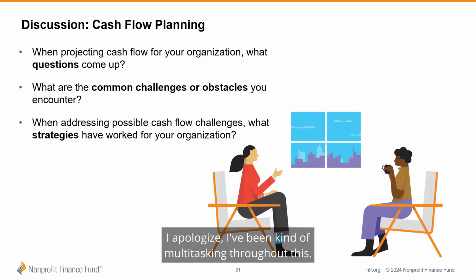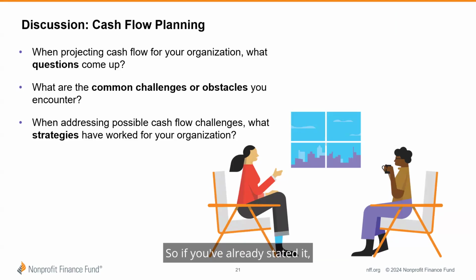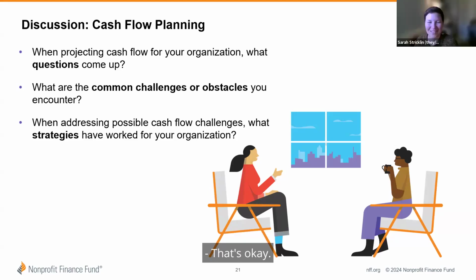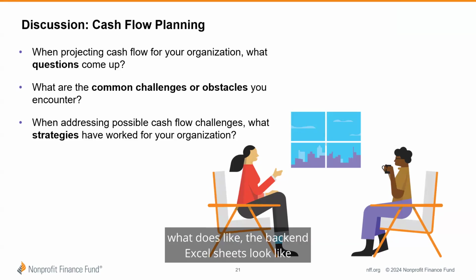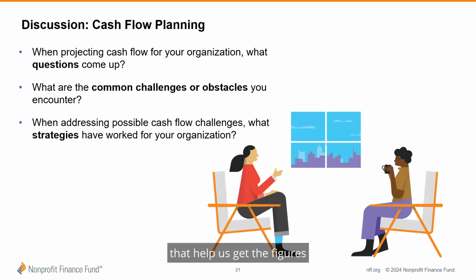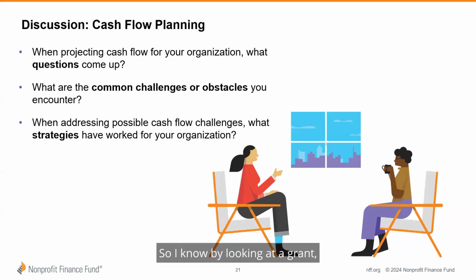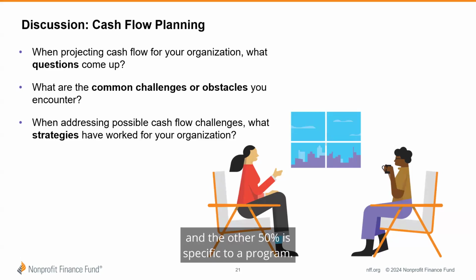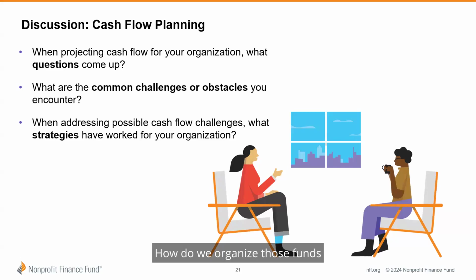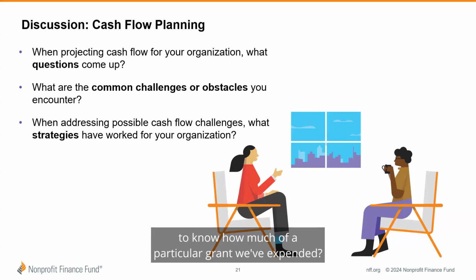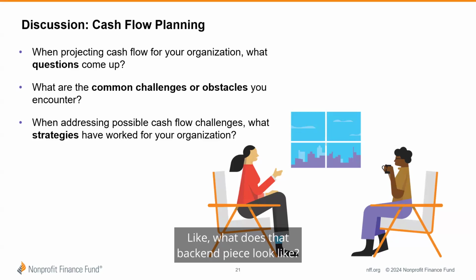I apologize, I've been kind of multitasking throughout this. So if you already stated it, I'll have to watch the recording. But I'm curious to know, what does the back end Excel sheets look like that help us get the figures of which funding sources are restricted and unrestricted? I know by looking at a grant, it may say 50% is capacity building and the other 50% is specific to program. How do we organize those funds to know how much of a particular grant we've expended? What does that back end piece look like?